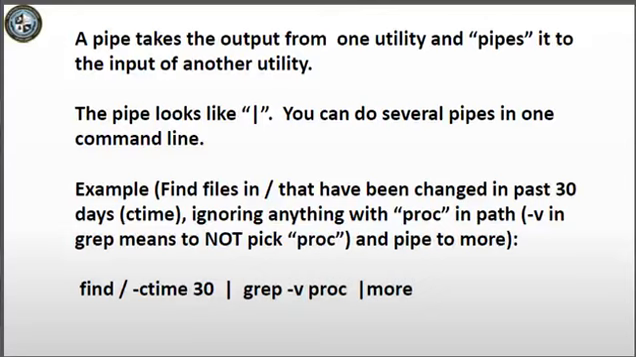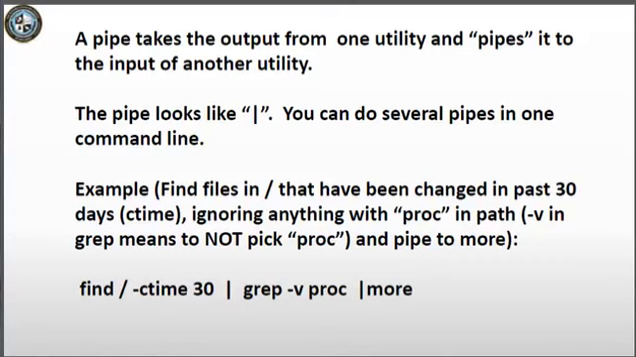Now we'll do a grep dash v proc. The dash v is kind of an inverted grep. So it'll show you anything that does not contain the string proc. So grep dash v proc will show you everything that does not contain proc. And then we'll pipe it to more, because there may be more than a screenful. So here two pipes are being used.